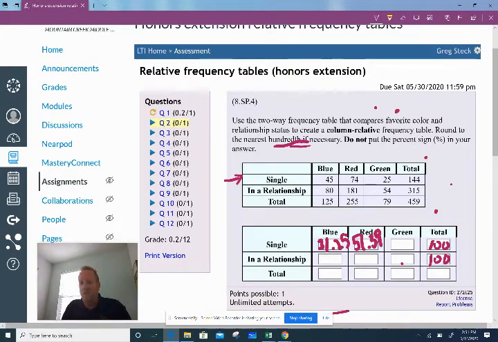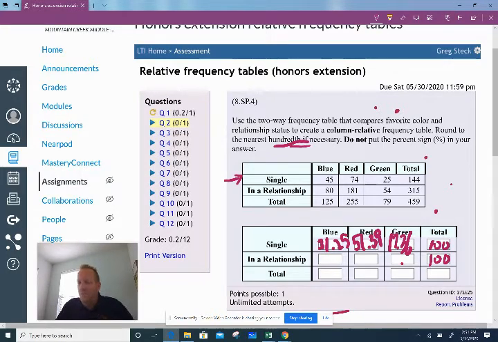So green is going to be 25 divided by 144, or 17.361, so 17.36. So let's add those up. We get 17.36 plus 51.39 plus 31.25, and it should be 100, and it is 100.